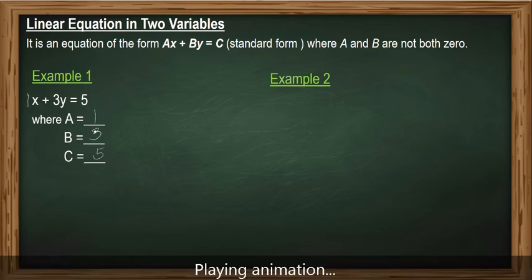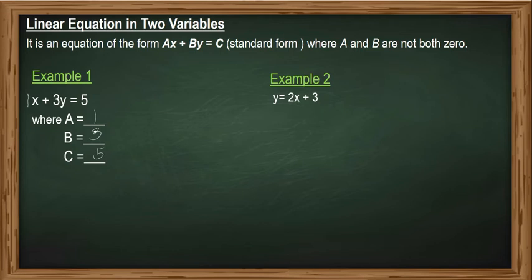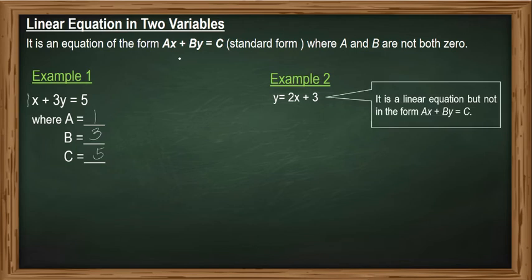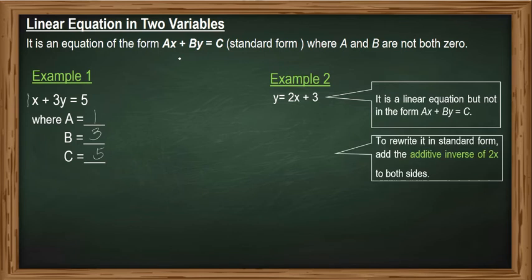Let's have another example. We have here y equals 2x plus 3. But is this equation written in the standard form? This equation is not in the standard form, but we can write it in the standard form. How? We can add the additive inverse of 2x to both sides. Now, what is the additive inverse of 2x? The additive inverse of 2x is negative 2x.